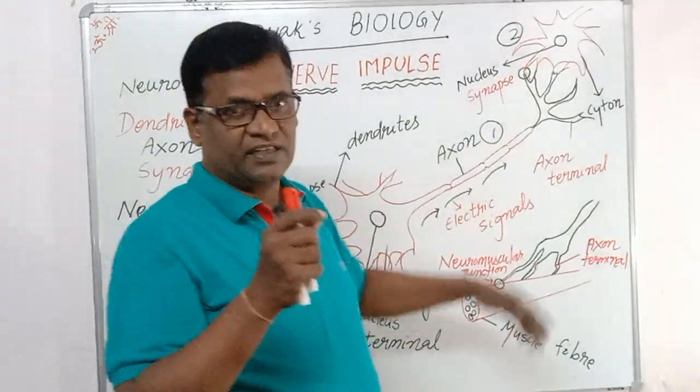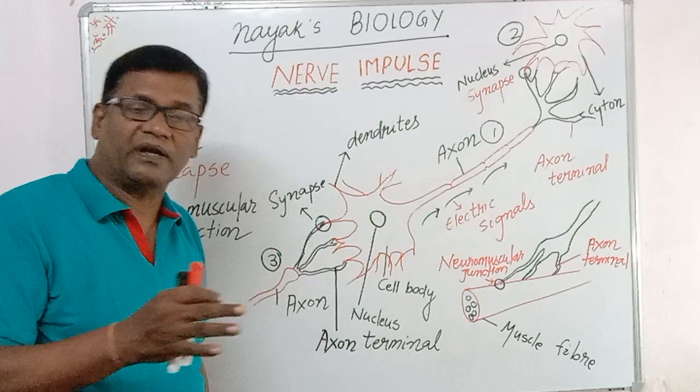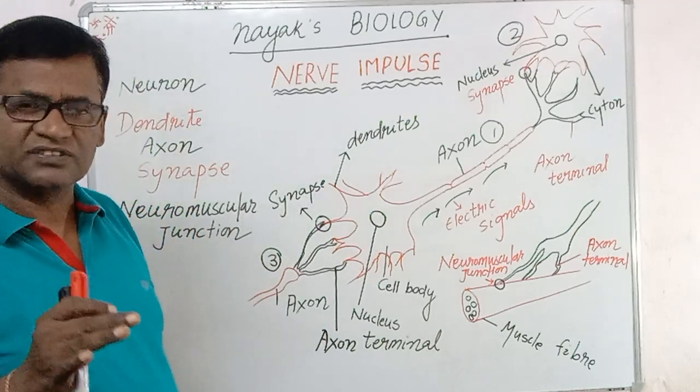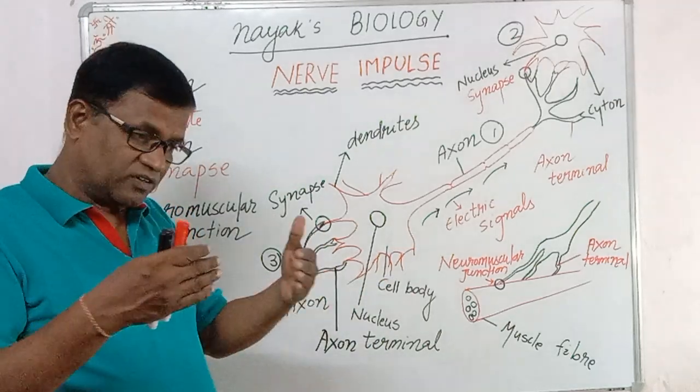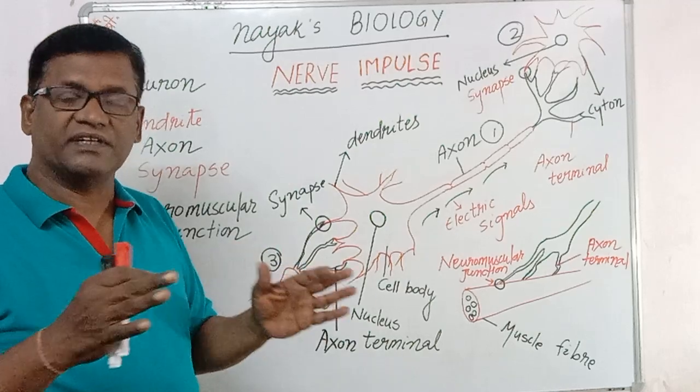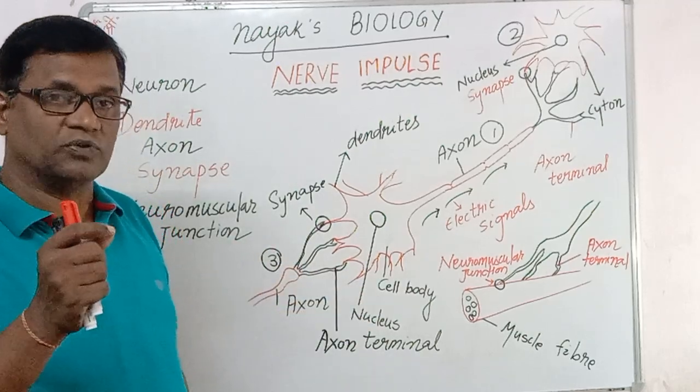send the impulse. The nerve cell is connected to every part of our body. It is connected to the glands, the muscles, the nerves themselves, everywhere, which helps the coordination.